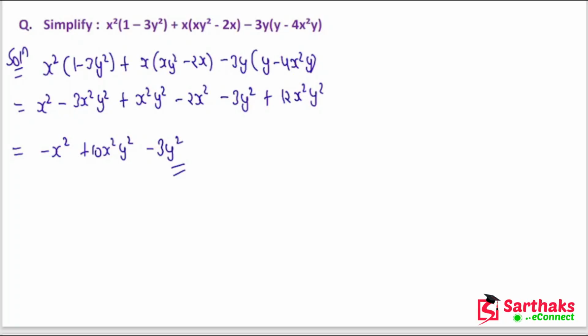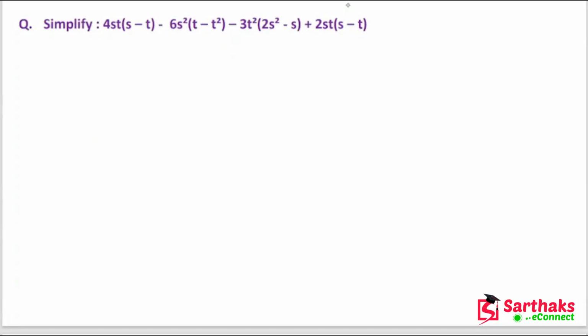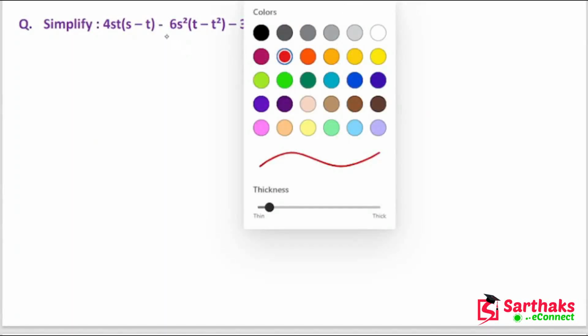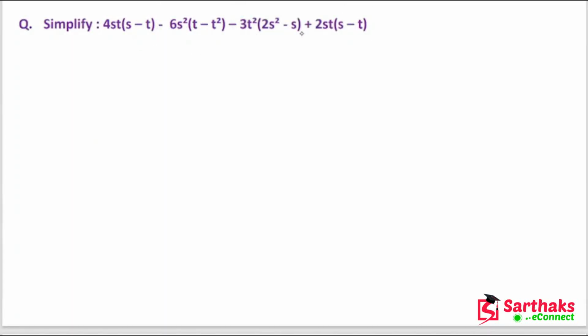Let us move on to the last question. Now this is again a simplification. I think that is the biggest simplification because it has 4 terms to be multiplied, and they will become 8 after multiplication. But we'll solve them using the like terms. So first of all, write it like this only.